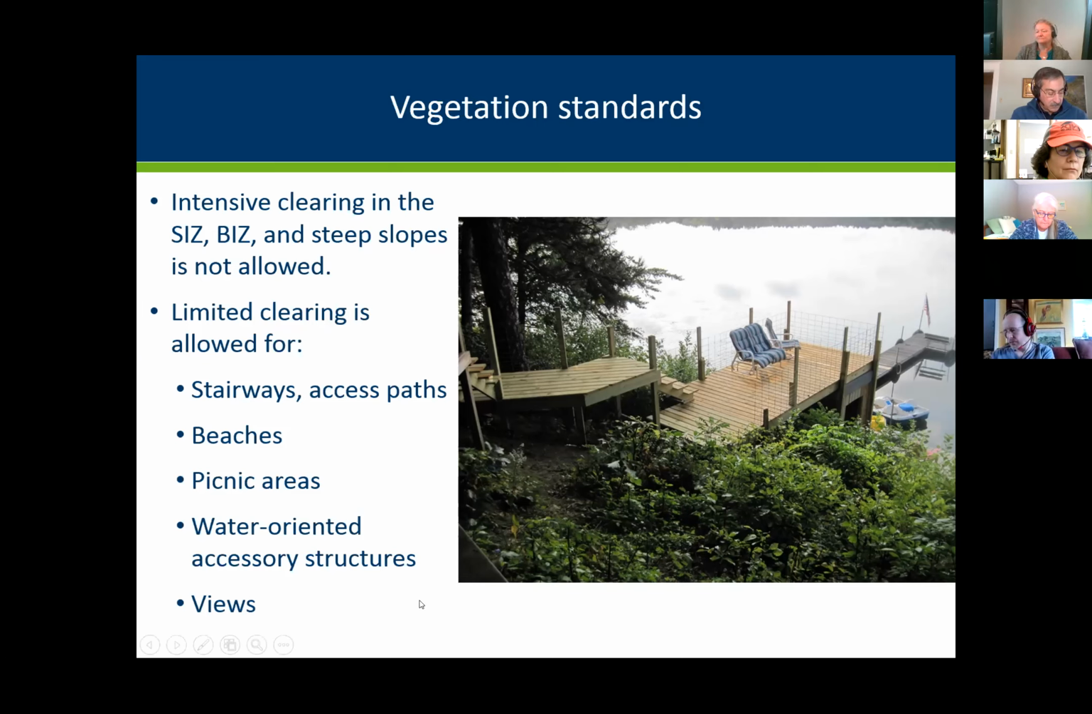So there's exceptions to vegetation removal. You can open up a limited amount of space to accommodate a view. You can clear a limited amount of area for what we call a water-oriented accessory structure. It's not a boathouse. It's a place to store your life jackets and fishing gear and whatnot. It's a very small structure.